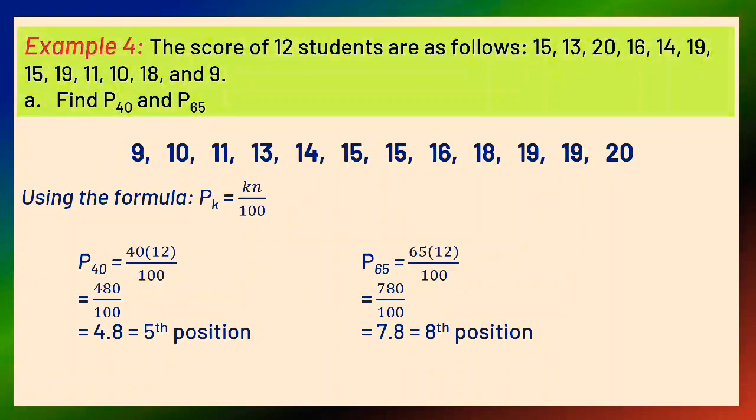So by rounding up, according to the rule, the value of the 40th percentile is located in the 5th position. By counting, we have 1, 2, 3, 4, and 5. So therefore, the 40th percentile here is equal to 14. While on the other side, when we divide 780 over 100, we have 7.8. Rounding up, according to the rule, we have the 8th position. By counting 1, 2, 3, 4, 5, 6, 7, and 8, the value of the 65th percentile is equal to 16.